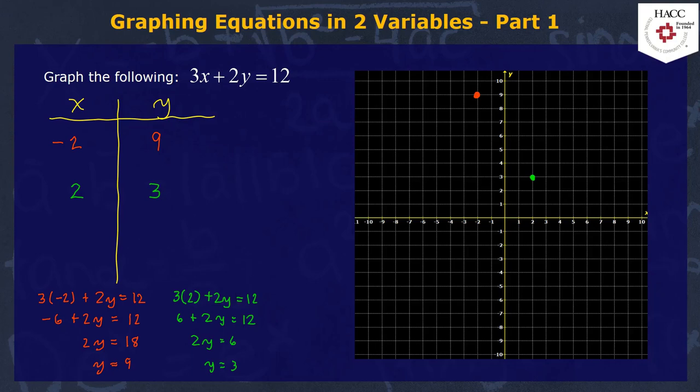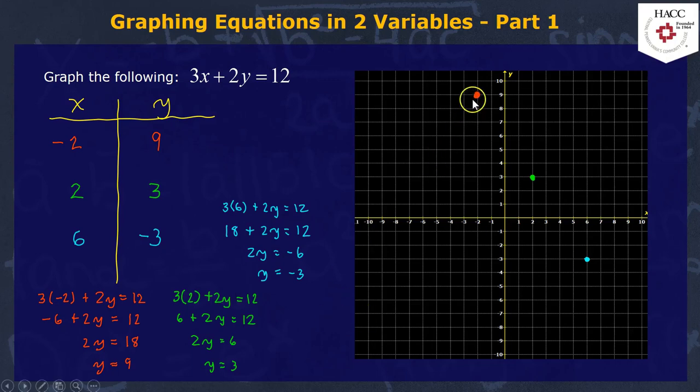They often do show that they find a third point to make sure that they are all lining up in a linear pattern. So I'm going to choose one more x value, and I'm going to choose x to be 6. And so when I plug that into the equation in place of x, 3 times 6 plus 2y equals 12, which means 18 plus 2y equals 12. Subtracting 18 from both sides, I get 2y equals -6. And dividing both sides by 2 gives me y equals -3.